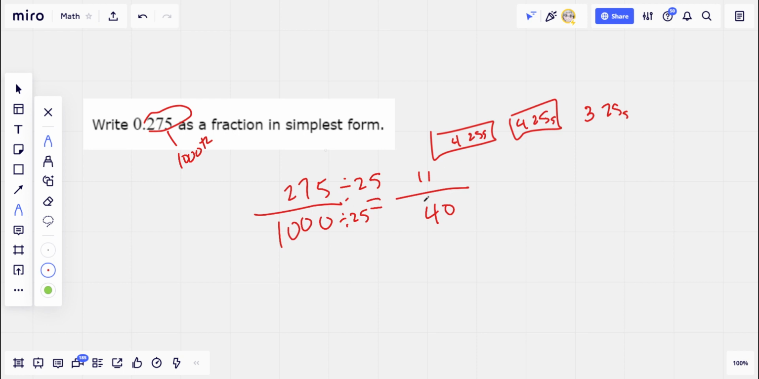The reason I know that is because, again, 11 is a prime number. So there's nothing else you can divide it by. Unless 40 is divisible by 11, this is the end. And 40 is not. 44 would be divisible by 11, but not 40. So this is our answer. So that's a little bit of work with putting decimals into fractions in simplest form.